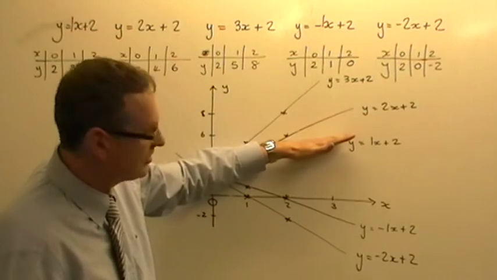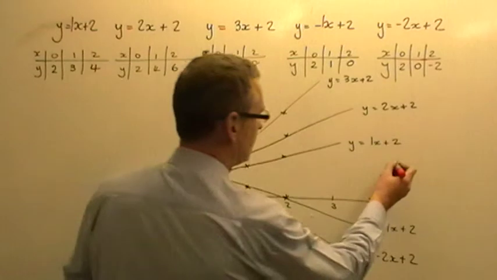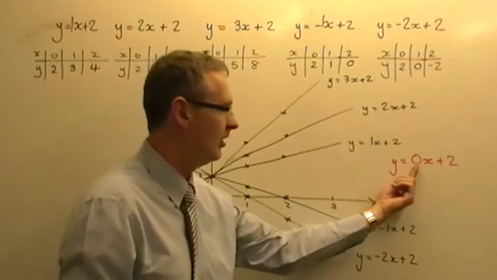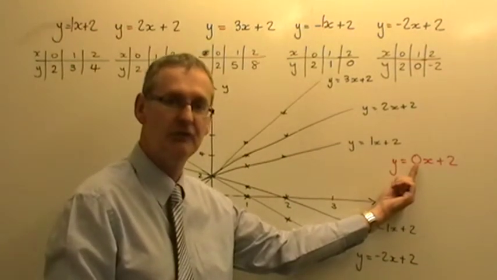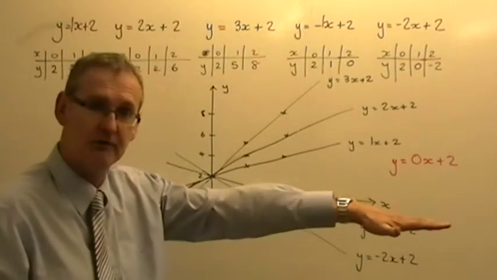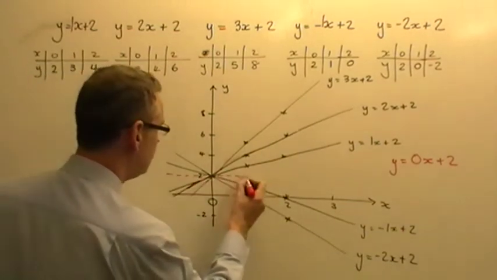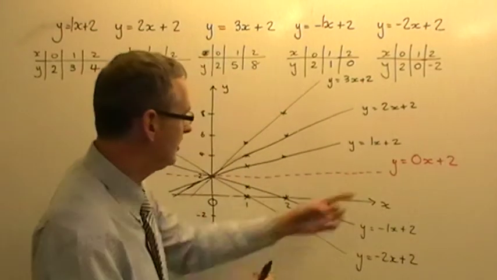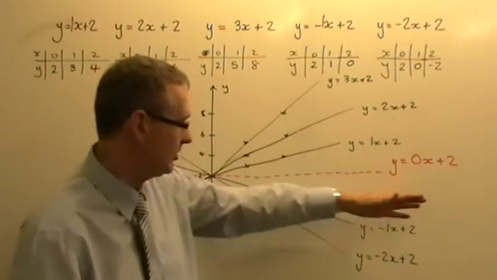Now if I was to do y equals 0x plus 2, I haven't done it, but if I was, I'll just write it here, y equals 0x plus 2. That means we have got a line which does not have a slope at all. It has a 0 gradient or 0 slope. From common sense, a 0 slope is a horizontal line. And that is exactly what you would get if you did y equals 0x plus 2. So the equation of that red dotted line I've put in would actually have y equals 0x plus 2, horizontal line.